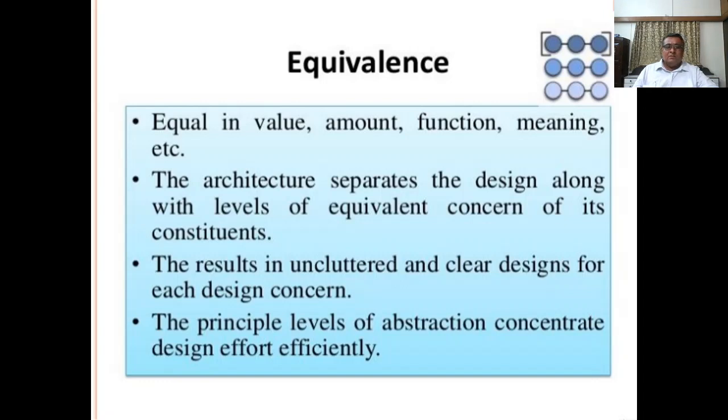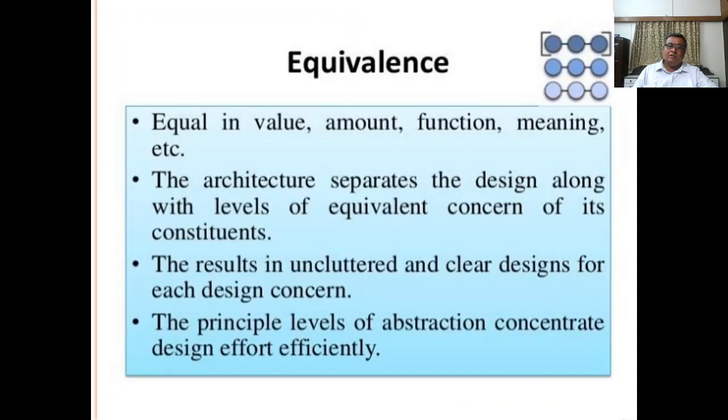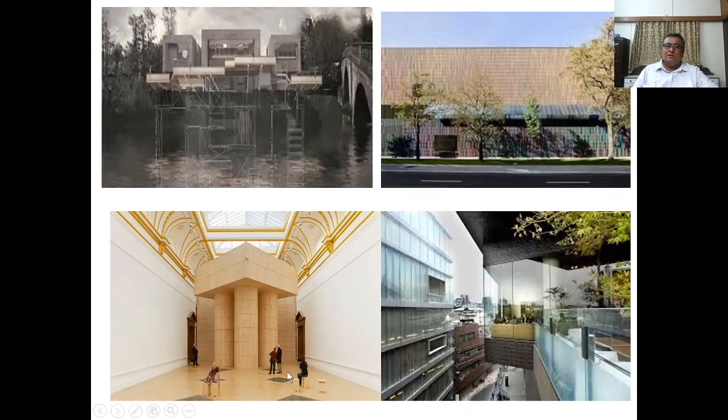The architecture separates the design along with levels of equivalent concerns of its constituents. The result is uncluttered and clear designs for each design concern. The principal level of abstraction concentrates design efforts efficiently. Here are some examples of equivalence. So here all these four images appear in equivalence.